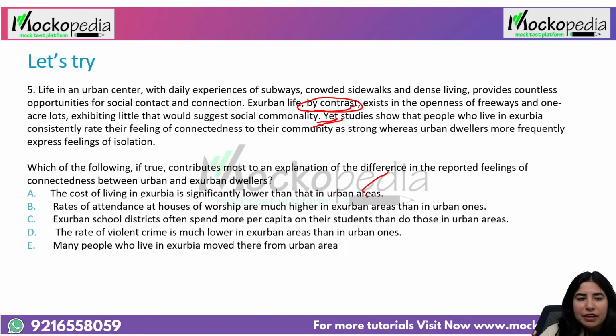The cost of living in ex-urbia is significantly lower than in urban areas. So we are not talking about cost of living, right? So this is out of scope. A choice goes out, right? So we can just write it's irrelevant or out of scope, whatever you write. Rates of attendance at houses of worship are much higher in ex-urban areas than in urban areas. Okay, so if there are more houses of worship, possibly there can be a meeting point where people are joining. So we can keep this.